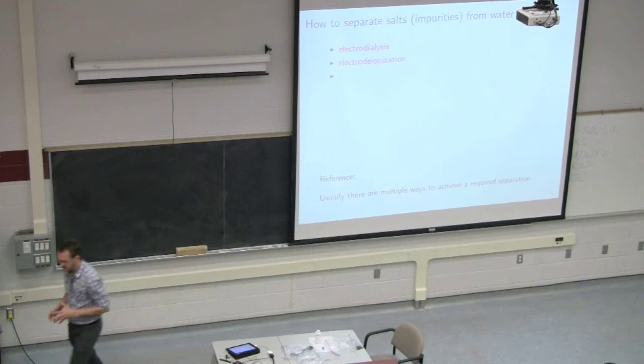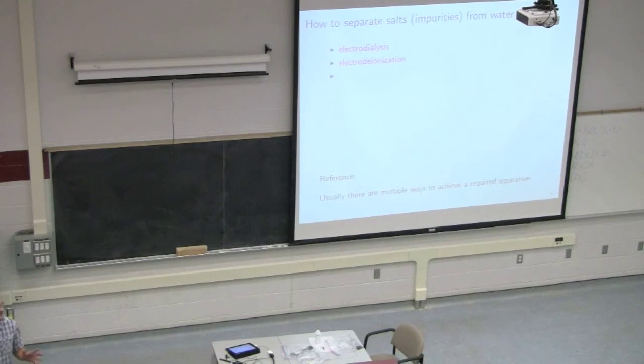So think here for a second, give yourself a minute, discuss with the person next to you, what are some of the ways that you could separate an impurity, a dissolved impurity, salt, or types of salts from water? There's two options, electrodialysis and electrodeionization, so using electrical current. But what are some of the other ways that you could think of to purify water?